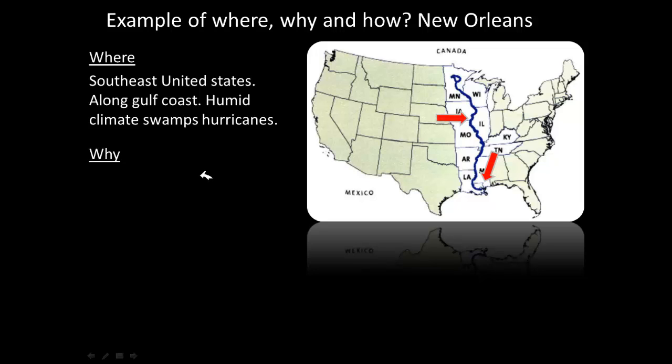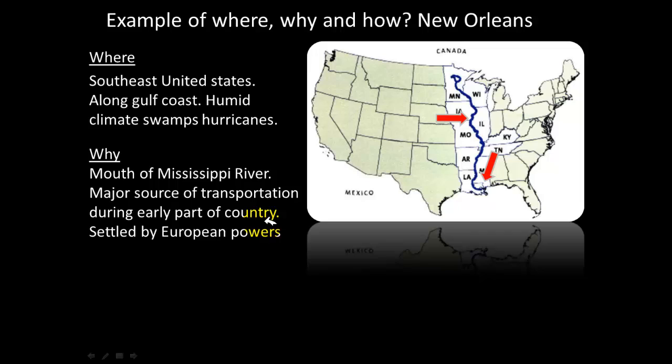Why? The why of why is New Orleans located there? Why was New Orleans located here? It deals with this arrow and the Mississippi River. As I mentioned earlier, the mouth of the Mississippi River is a major source of transportation. It was a major source of transportation 300 years ago, 350 years ago, when the city was founded, during the early explorers, and it still remains a major source of trade and commerce in this country today.